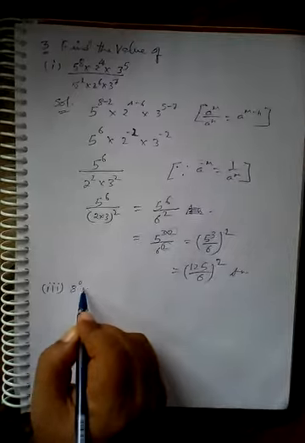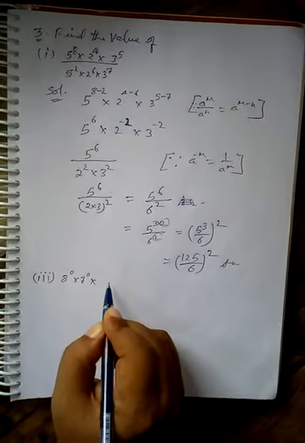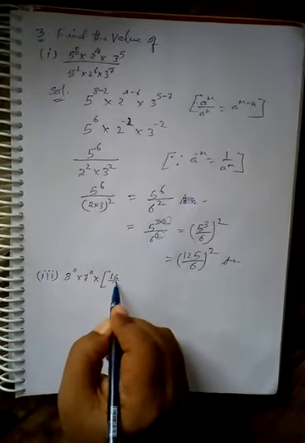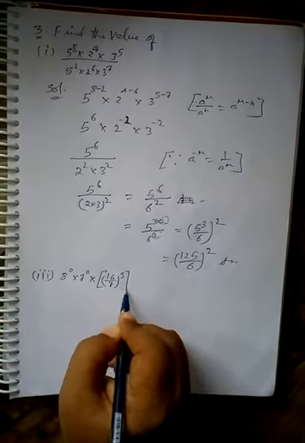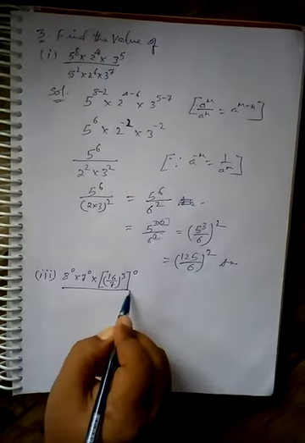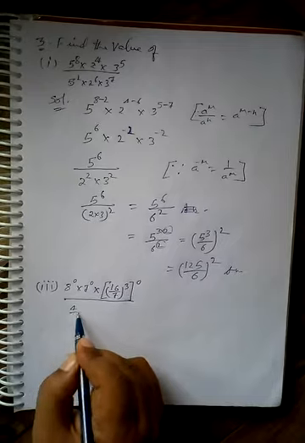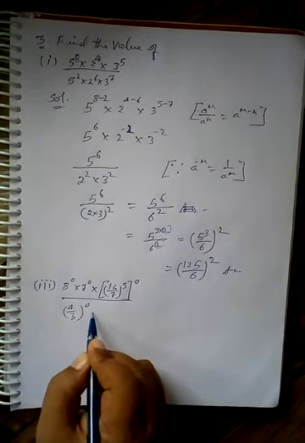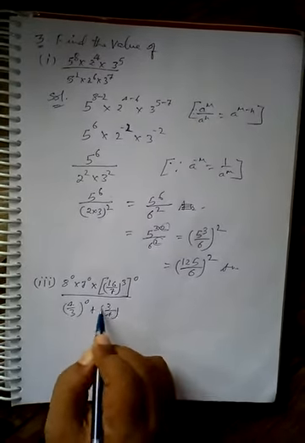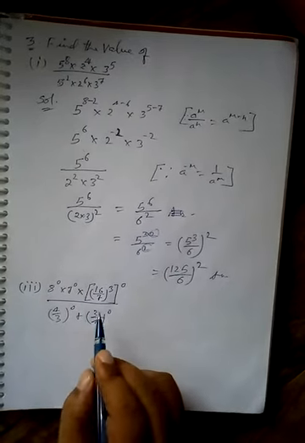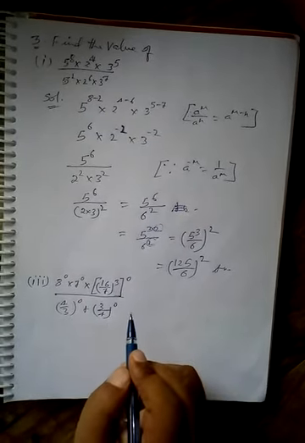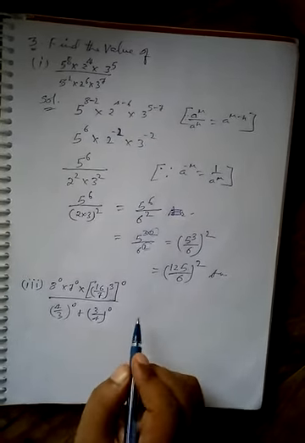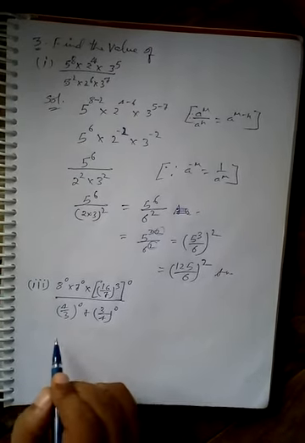8 raised to the power 0 into 7 raised to the power 0 into (16 by 7) whole raised to the power 3, whole raised to the power 0, upon (4 by 3) raised to the power 0 plus (3 by 4) raised to the power 0. This question seems to be very tough, but actually it is not at all tough, because we know any number to the power 0 is 1.